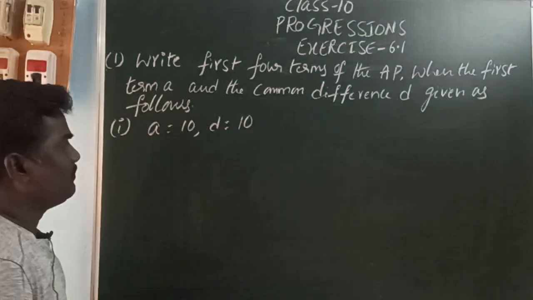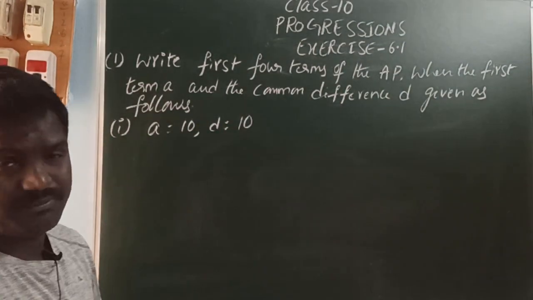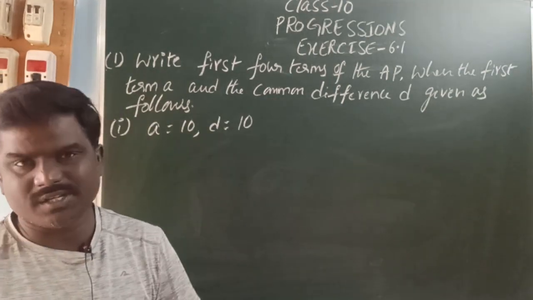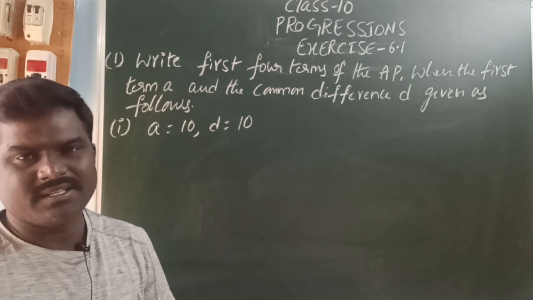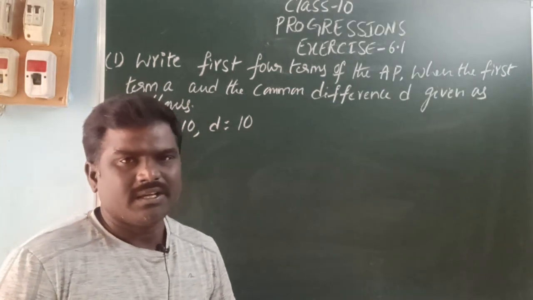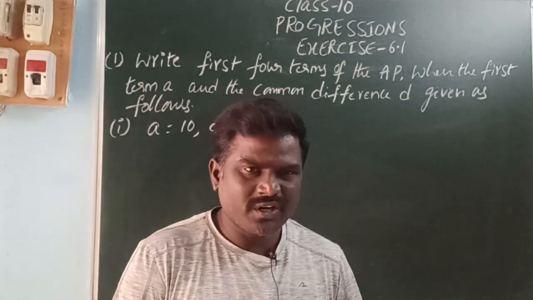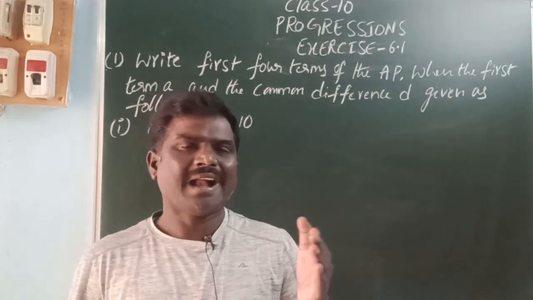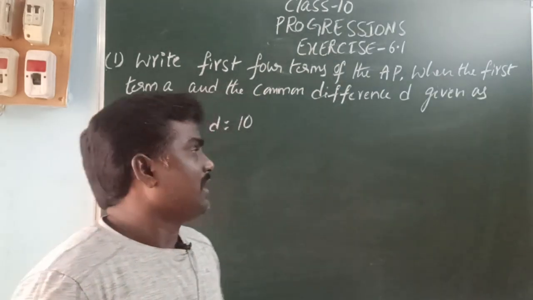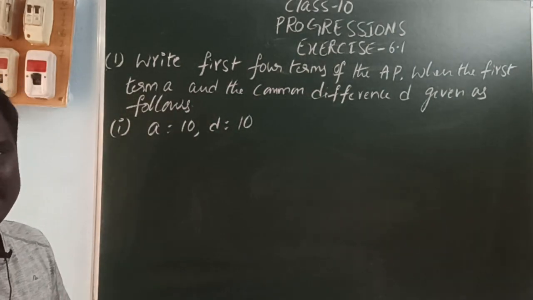So here they are asking for the first four terms. We know that the general form of an arithmetic progression is A, A plus D, A plus 2D, A plus 3D and so on. Arithmetic progression means the common difference is added to its preceding term. So that progression is called an arithmetic progression.